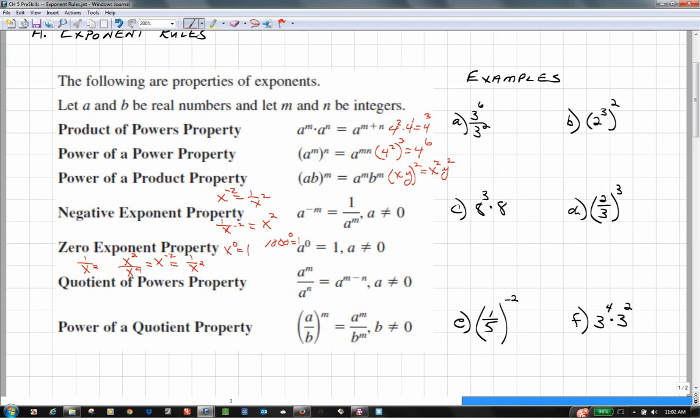The last one is simply just distributing the exponents again into division. Okay? Let's work problems. So the first one is 3 to the 6th all over 3 squared.